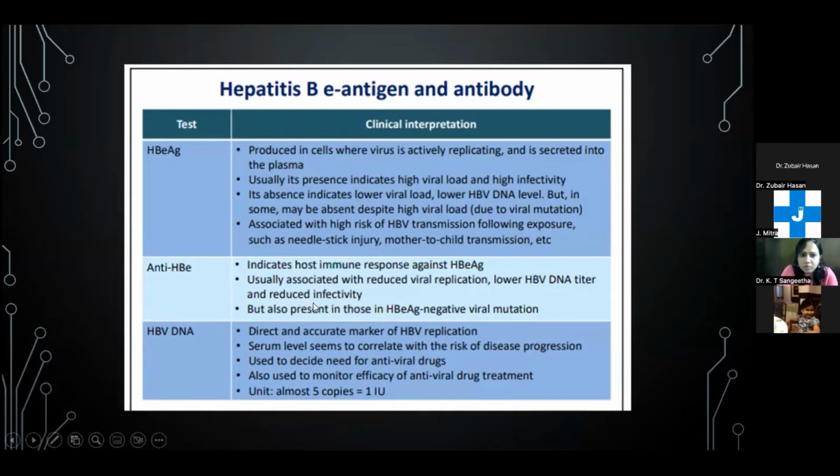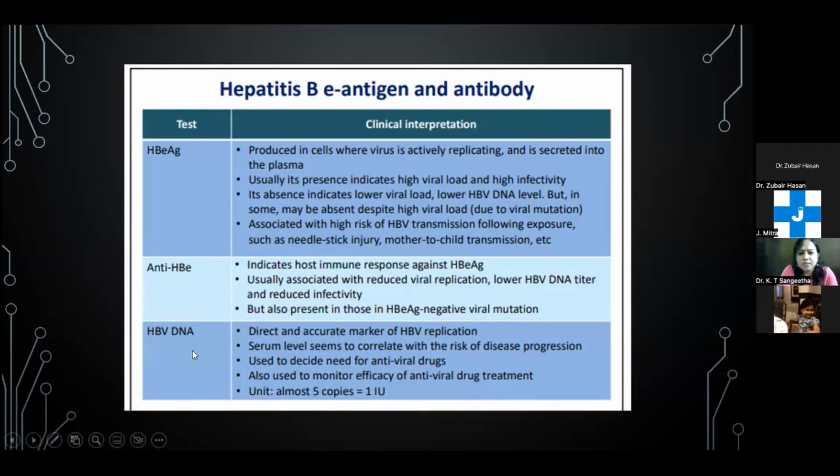Now coming to the antibody against HBe antigen, this indicates the host immune response against HBe antigen. It is usually associated with reduced viral replication, lower HBV DNA titer, and reduced infectivity.